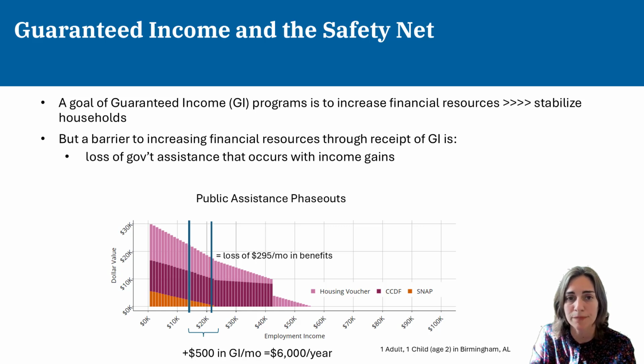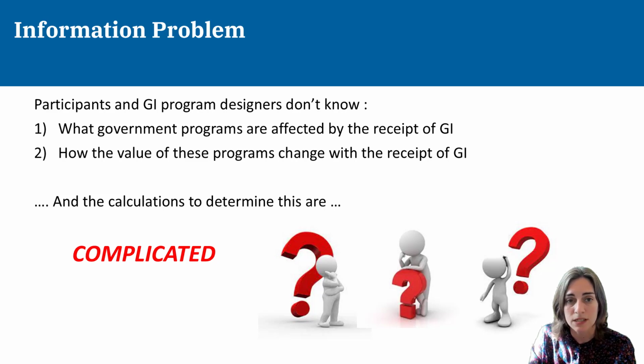This chart is going to be very different for every family in the US, and it's going to depend on their housing expenses, their childcare expenses, how many people are in the house, where they live, and what programs they receive. And this is just not easy for people to figure out. So what we have is an information problem.